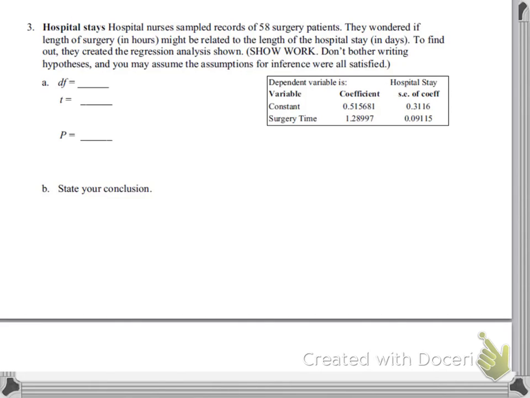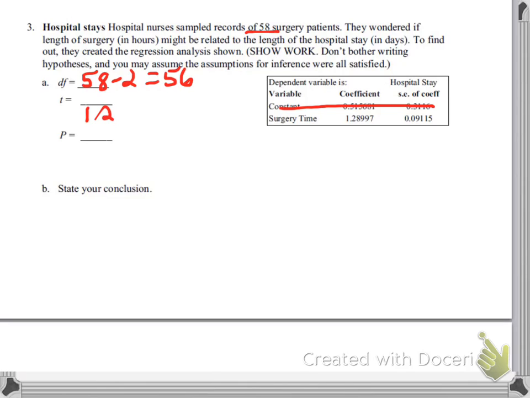Okay, so this one is a spin-off of linear regression. They want us to figure out the degrees of freedom. Well, it doesn't have n at all in the box, but up here it says 58 students. So it's 58 minus 2, which is 56. Okay, so t, so I have to go find t. Remember, we ignore this guy here because that's about the y-intercept. We want to know about the slope.